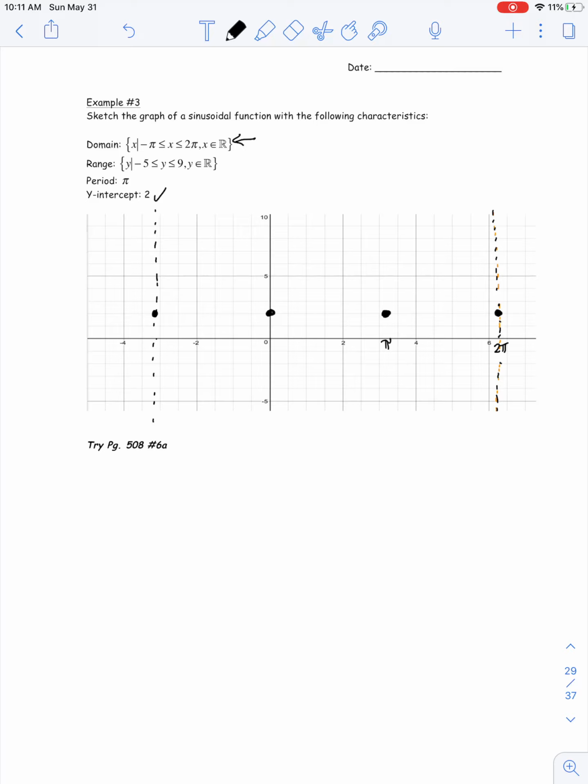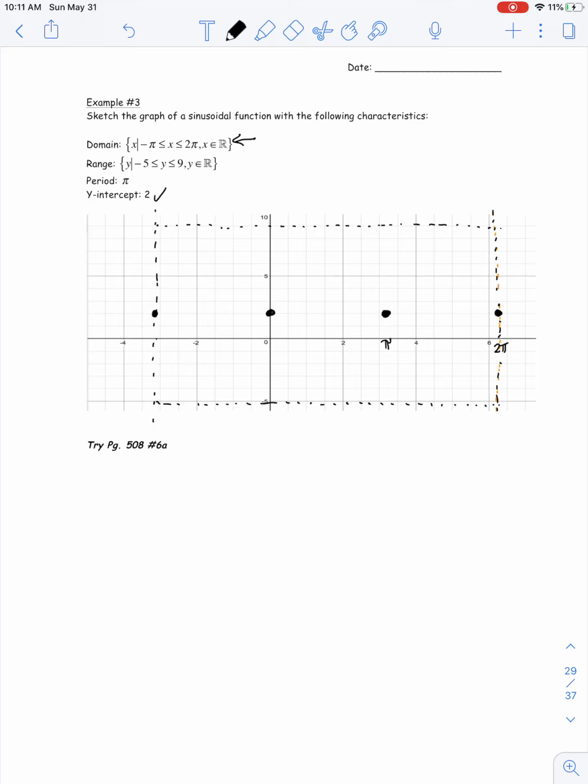It also tells me that my graph needs to go from negative 5. So I'm going to cut it off here. So I can't have anything. I can have the graph touching negative 5, but nothing below this dotted line, and up to 9. So again, we want the maximum to go up to this dotted line.